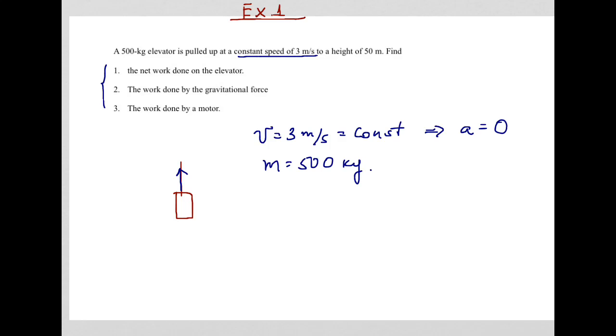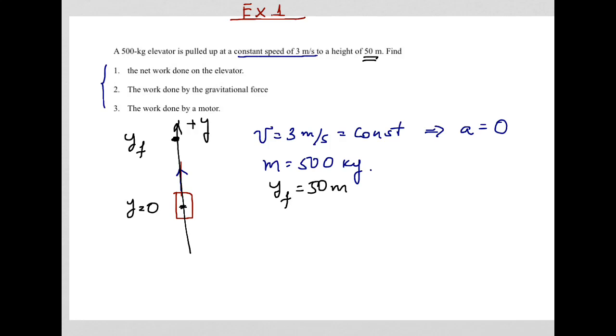Now we have our sketch, and while we are here, might as well give some coordinate system, positive y direction. We can call the initial position where the elevator was y equal to 0. It went up to 50 meters, so y final is going to be 50 meters, somewhere up here. So that's y final. We would like to find out the net work done on the elevator.